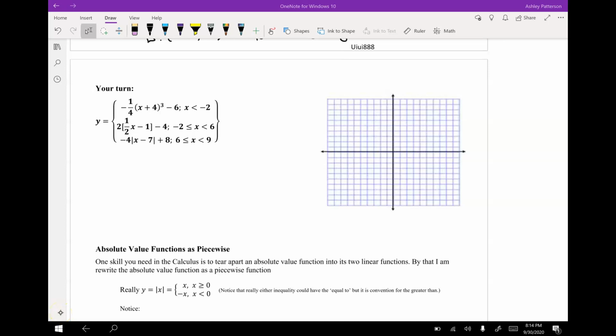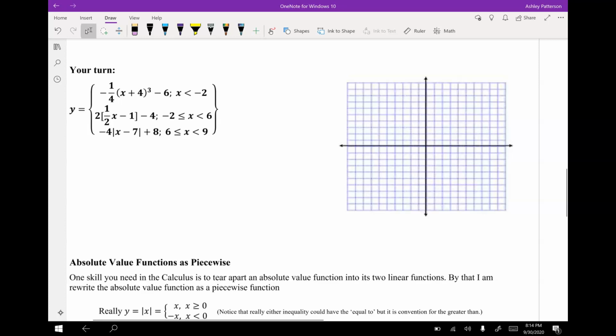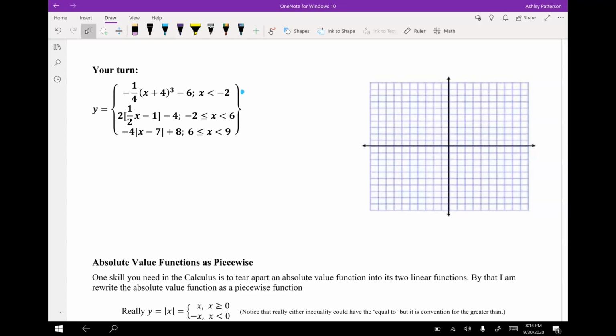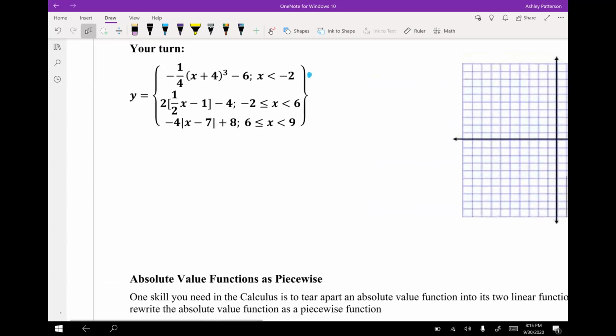Hello again. Okay, so you were supposed to have tried this piecewise function, but in case you didn't, I do want to walk through it. Well, even if you did, I do want to walk through it with you guys. Remember with these functions, they all have such specific shapes that we need to write out the transformation chart, find out where the domain restrictions exist, and then try to graph the function as is.